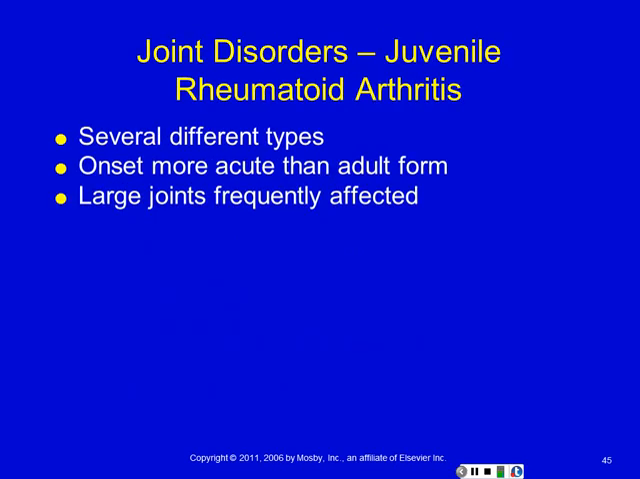There is a version of rheumatoid arthritis that affects children. We call it JRA, or juvenile rheumatoid arthritis. Unlike the adult version, JRA is usually large joints. Typically, it's knees and hips, knees most commonly. The onset is much more acute. This is a kid who in just a few months will go from normal to swollen red knees that are hard for him to move. So it comes on much, much faster.